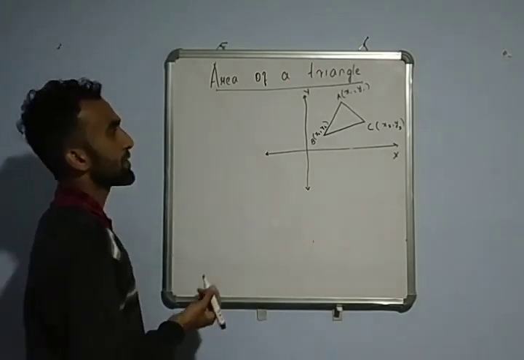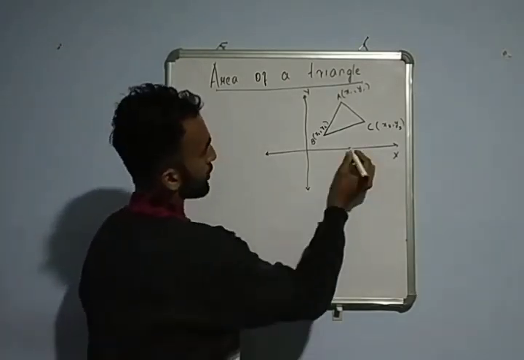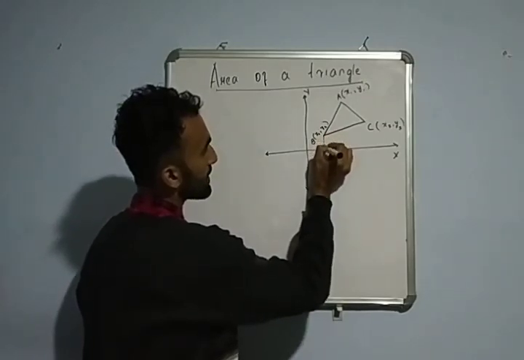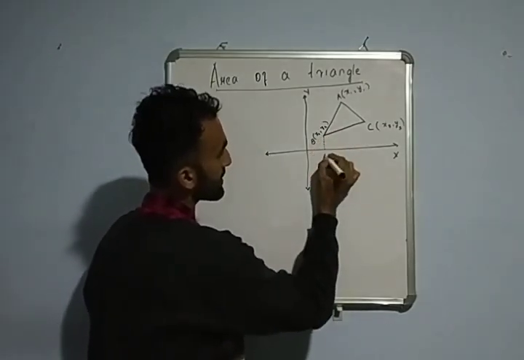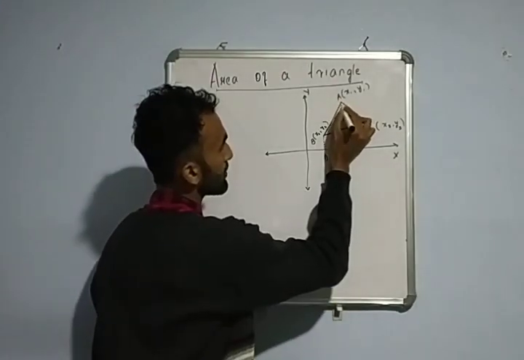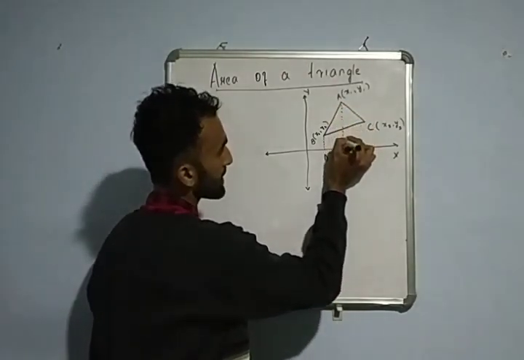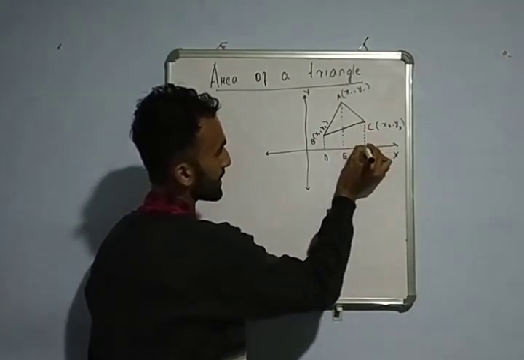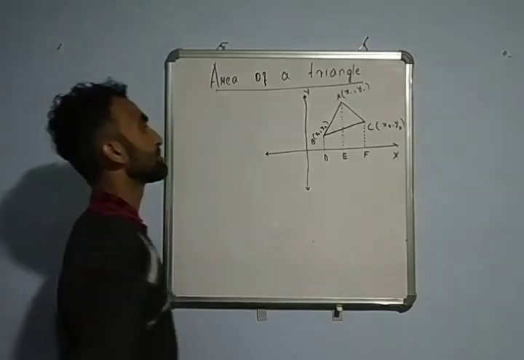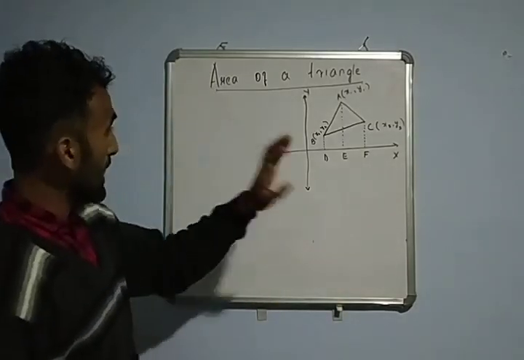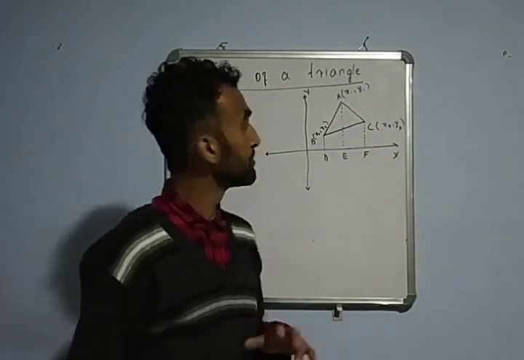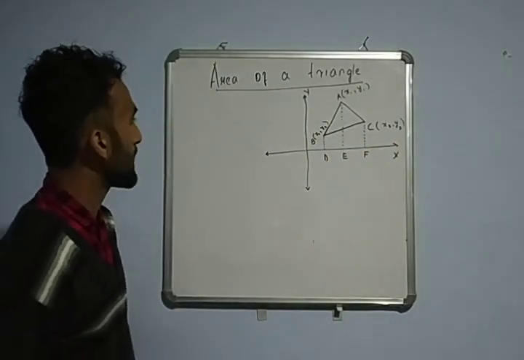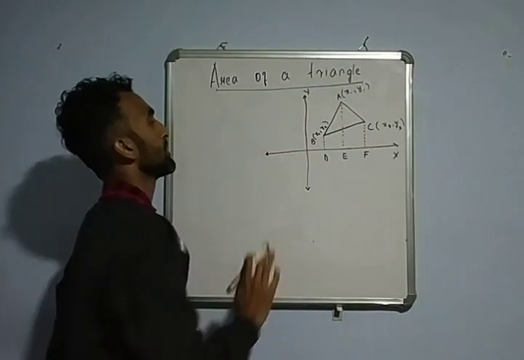How to find out the area of a triangle. Now for this, what I'll do, I'll drop one perpendicular line here. Let me mark it as CD. From each vertex also, this is E, and from here also, let's say this is F. Now we have triangle ABC in the XY plane. Now let's see how to find out the area of this triangle ABC.